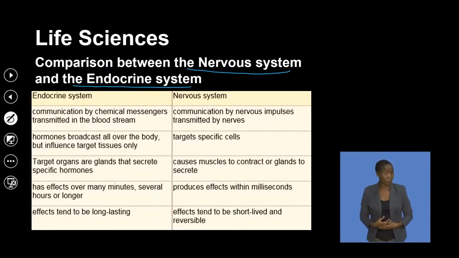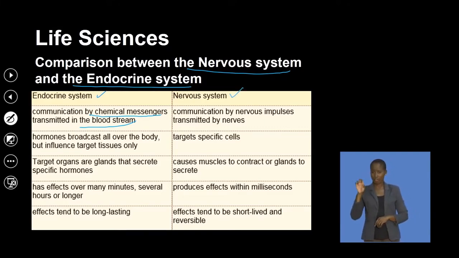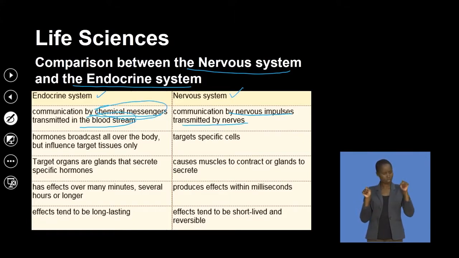So let's compare them. In the endocrine system, the communication is through chemical messages that are transmitted in the bloodstream. These chemicals or hormones are released into the bloodstream. However, if we look at the nervous system, communication happens through nerve impulses that are transmitted by neurons or nerve cells. So when we compare these two, you can see that chemical messages travel in the bloodstream, while here you've got nerve impulses traveling through nerves.